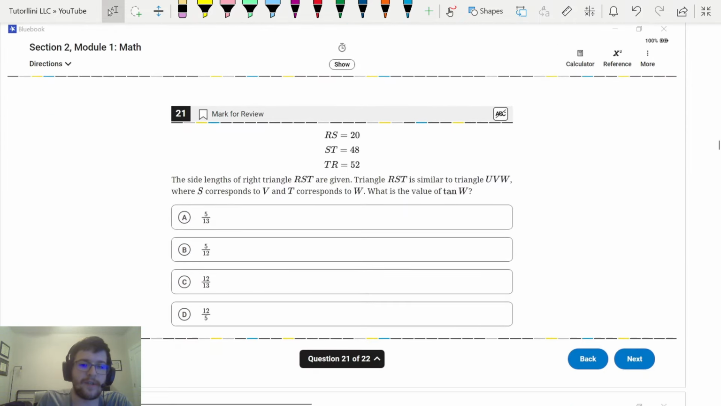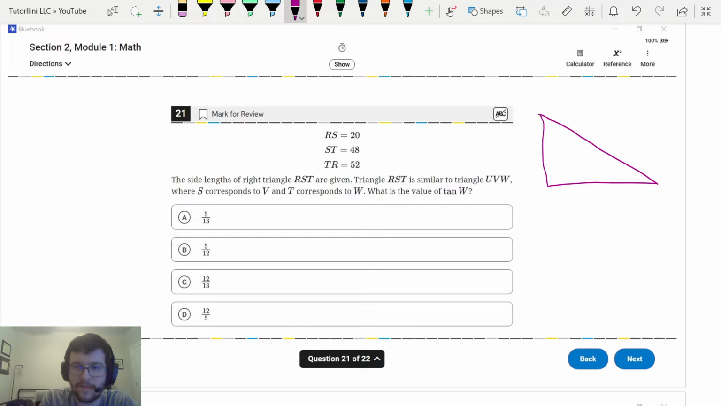All right, let's keep going. I've seen these questions a lot, and I came up with a really quick way to figure out how to draw it, or how to label it.